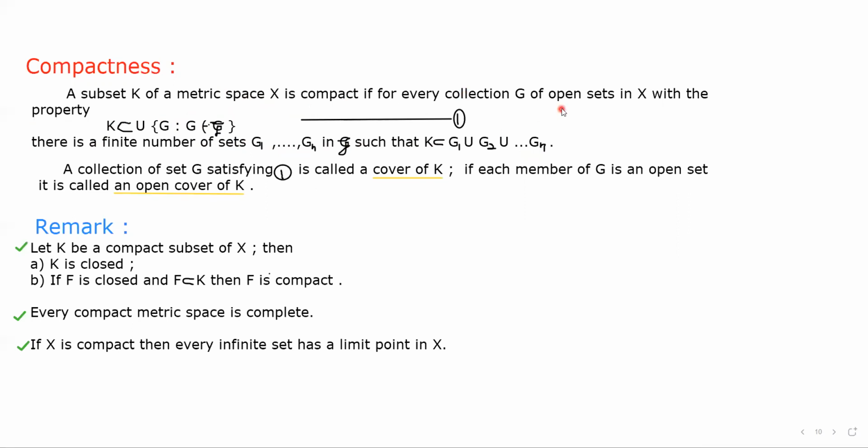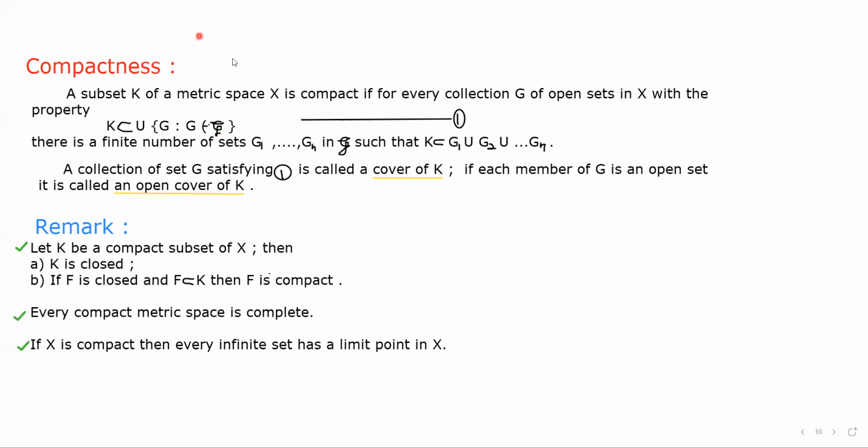if G is the collection of open sets in X and it follows the condition that K is a subset of the union of all the open sets. Okay, K is the subset of the union of all the open sets. Here G are the open sets. And these open sets are of finite number. So K is a subset of the union of all the open sets.